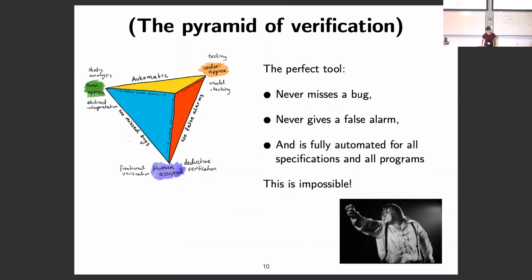But we can have 2 out of 3, and 2 out of 3 ain't bad. Let me tell you how. Never misses a bug and is fully automated: I can trivially give you this. There are obviously better examples, but I can write a script that just says your program is wrong. Never gonna miss a bug, never gives a false alarm, and it's fully automated. I can write a script that just says your program's great. Never misses a bug and never gives a false alarm, but we don't care about automation: I'm just gonna write a script that says work it out yourself. So we can have 2 out of 3, but this is how I've put things on this verification pyramid.